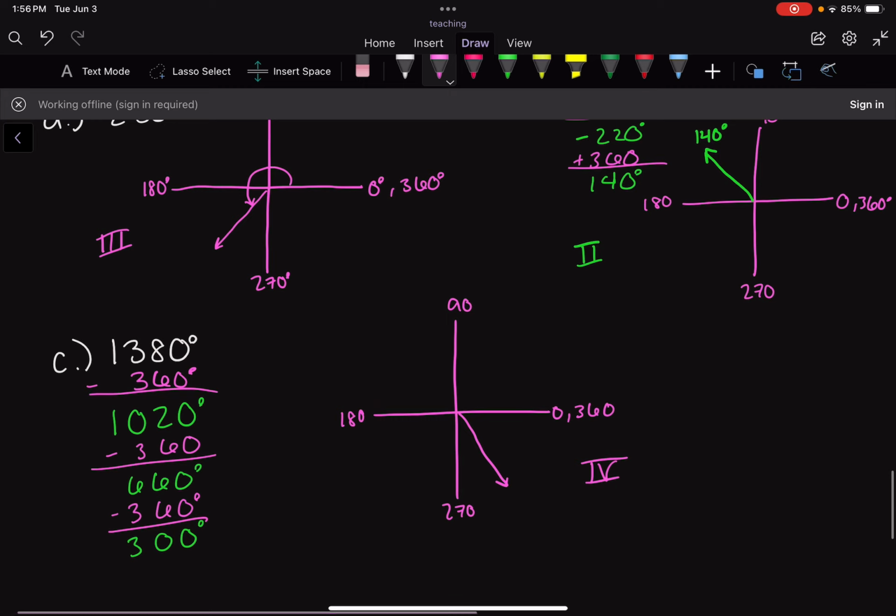And so B and C are really your biggest uses for coterminal. And that's why I think it's important to be able to understand that it's really just adding or subtracting 360, not necessarily memorizing some kind of formula.